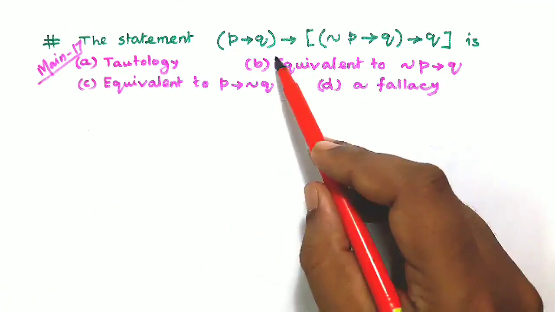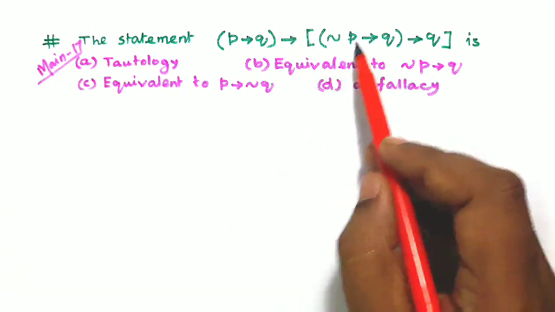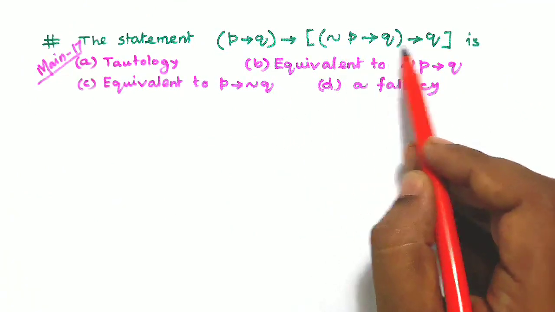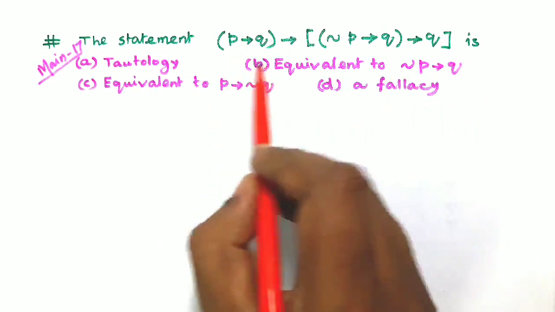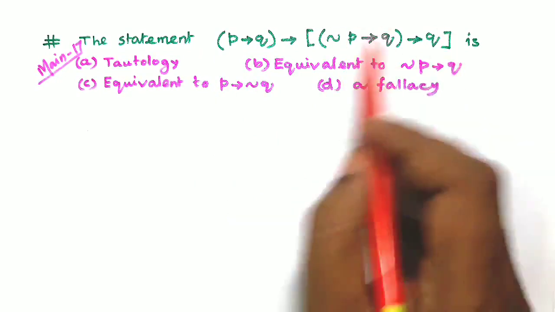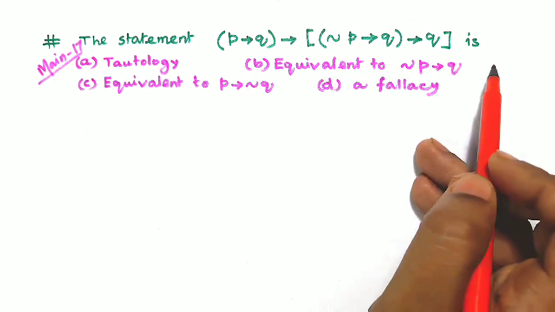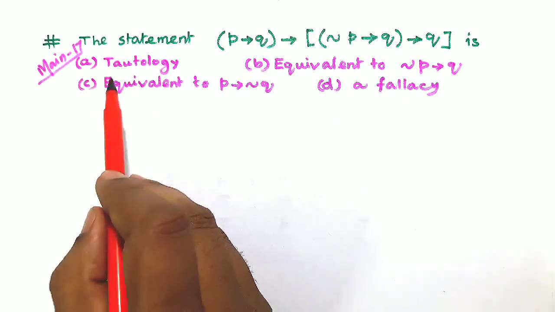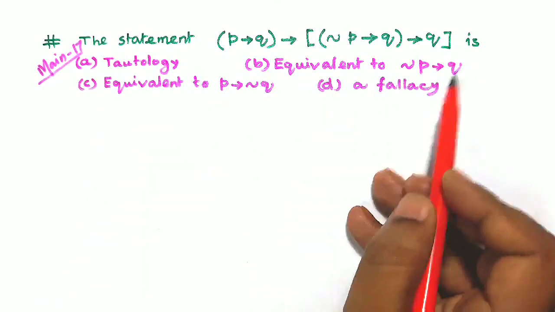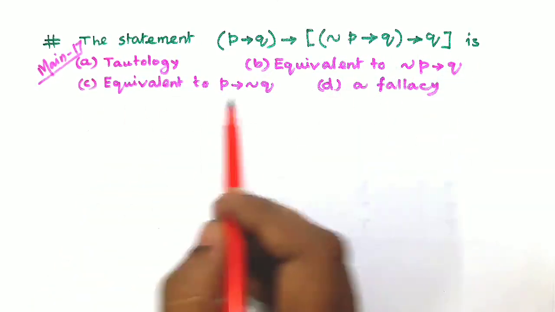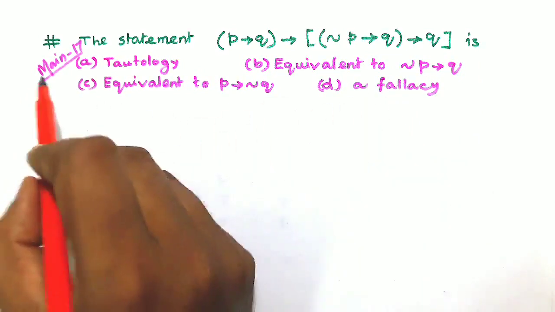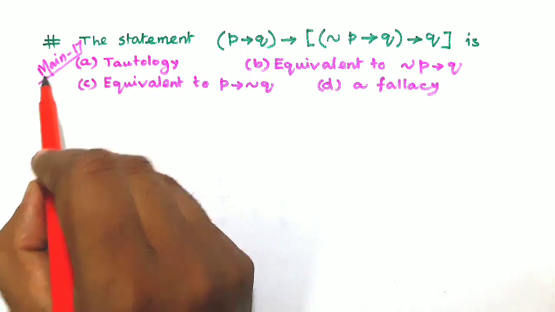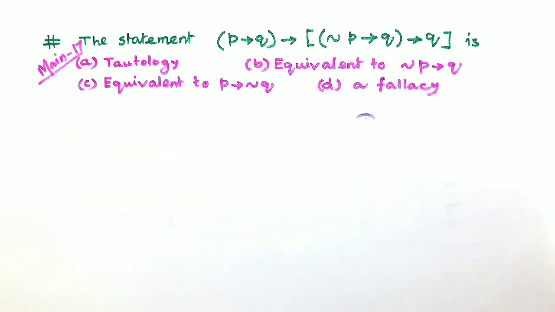Statement: (P implies Q) implies (negation P implies Q) implies Q. This is one statement, this is another statement. This statement implies the second statement. Okay, this is the total statement. Now this statement is either a tautology, or equivalent to this statement, or a fallacy. We have to find out the accurate one, and this is taken from Main 2017.